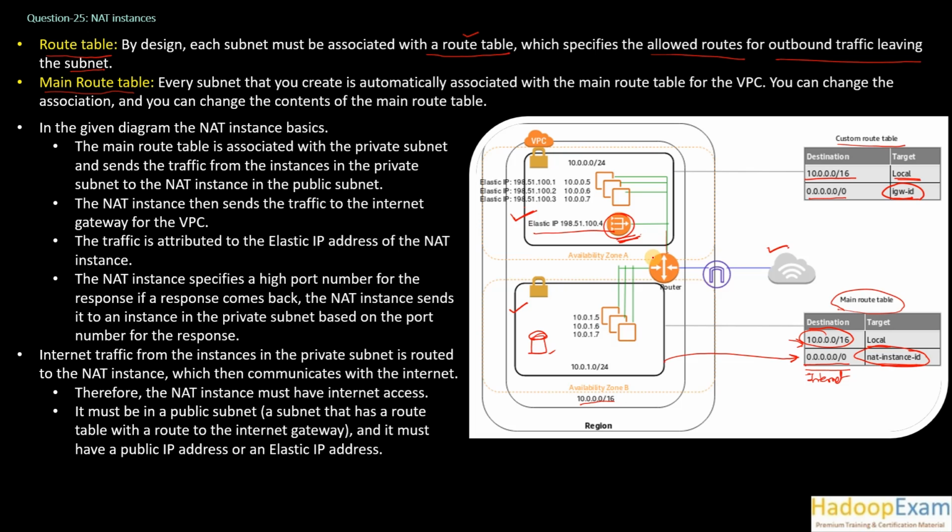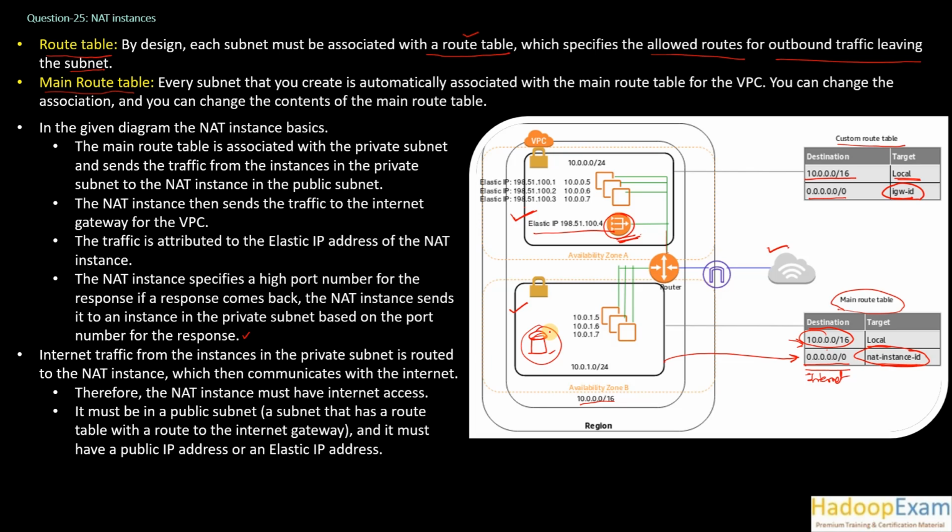The NAT instance specifies a higher number of ports for the response. If the response comes back, the NAT instance sends it to the private subnet based on the port number in the response. So basically you send a request to the NAT instance, the NAT instance sends it to the internet gateway, your patch comes back to the NAT instance, which transfers this patch to the private subnet, and your database can install this patch. Correct, that is the way it works.